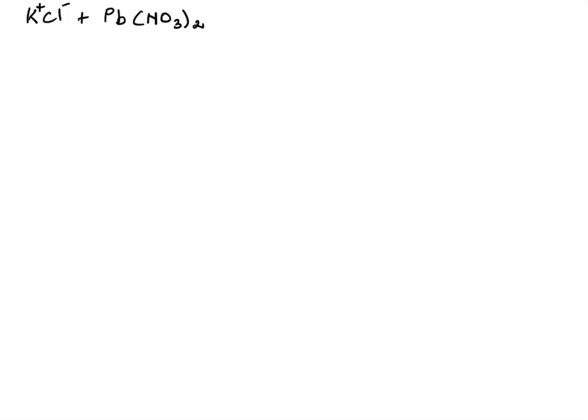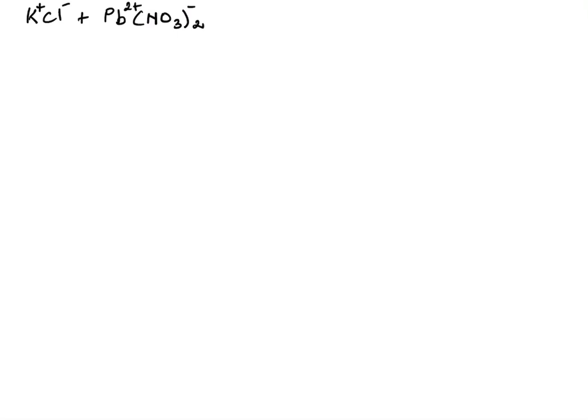And in the second compound, lead is the cation and nitrate is the anion. It is a polyatomic ion, and it comes under anion only. So it's a polyatomic anion, that is NO3.